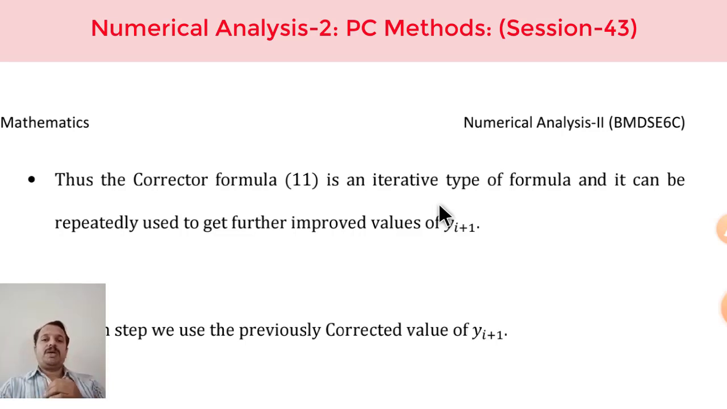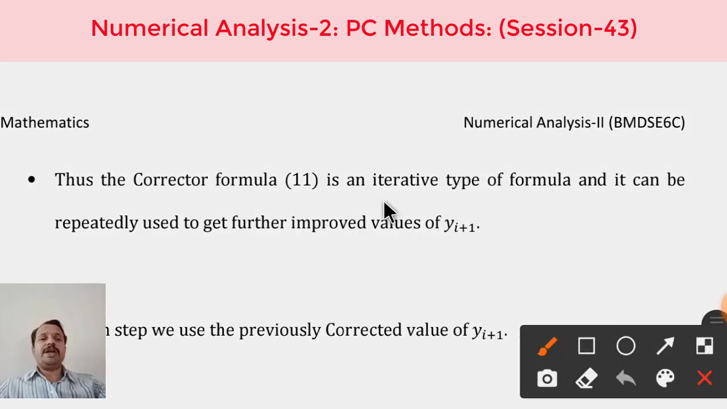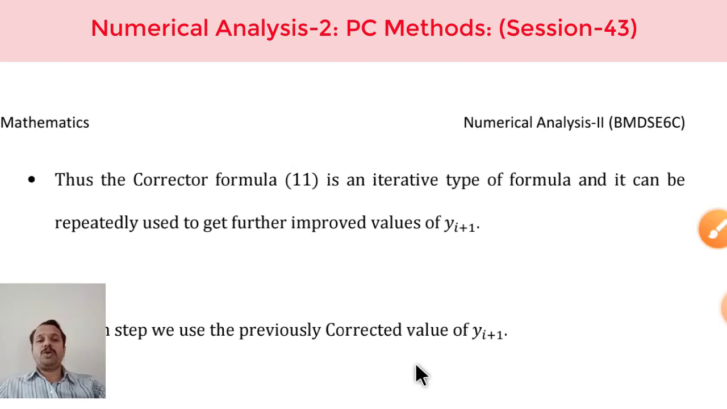So that is what. Therefore formula 1 is called the iterative type of formula, and it can be repeatedly used to get further improved values of y_{i+1}. So once it is an iterative process, it should come to an end.